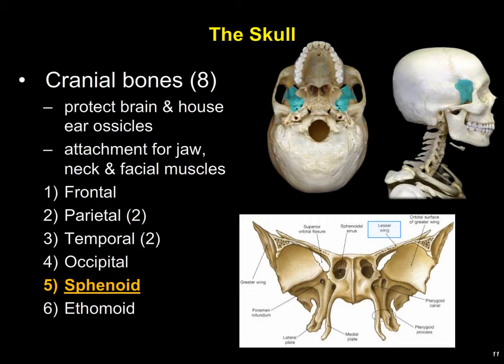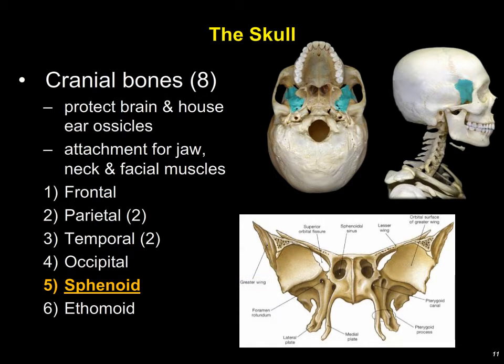These lesser wings are only visible from inside the skull. That is, if you were to cut around the cranium and remove the frontal and parietal bones, you could see them inside the cranium, but you won't see them on the outside. Lateral and inferior to the lesser wings is a much larger set of bones called the greater wings. The greater wings, as the name implies, are much larger, and they're also visible from the outside of the skull.